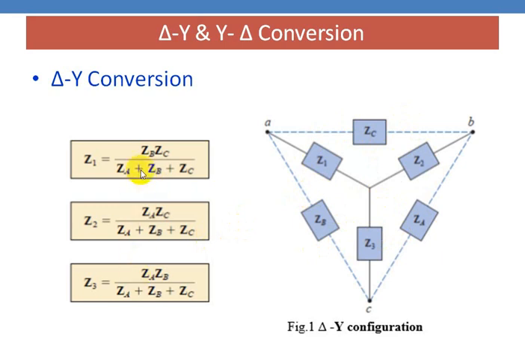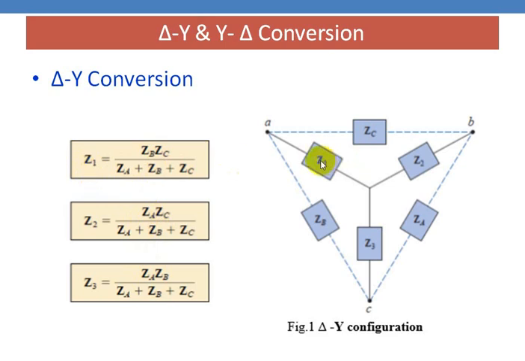We see all these equations. Z1 is the impedance of the star connected network, Z2 is the impedance of the star connected network, and Z3 is also an impedance of the star connected network. So here Z1, Z2 and Z3 are in terms of delta connected impedances. In all the expressions, the denominator is common, ZA plus ZB plus ZC, whereas the numerator only will vary. So we will see how to remember this.